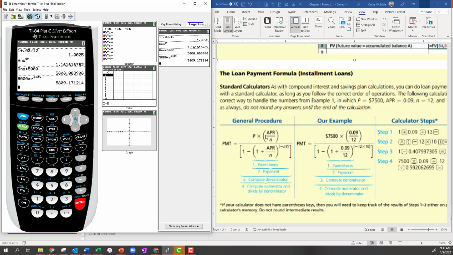So here's that big fancy payment formula that if you had to do it in your calculator, it's not that easy.